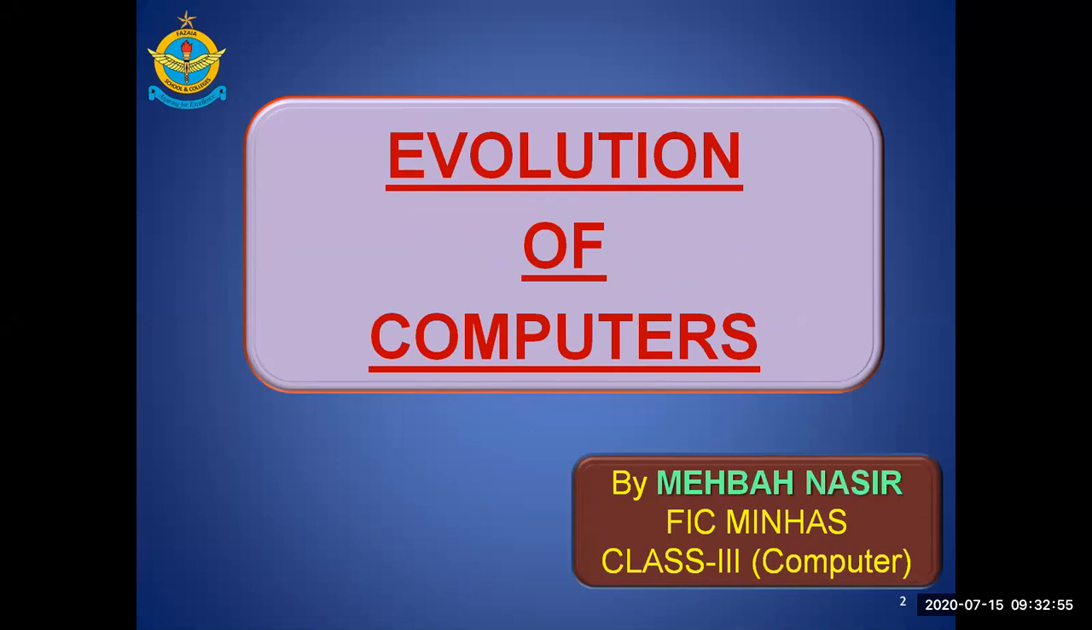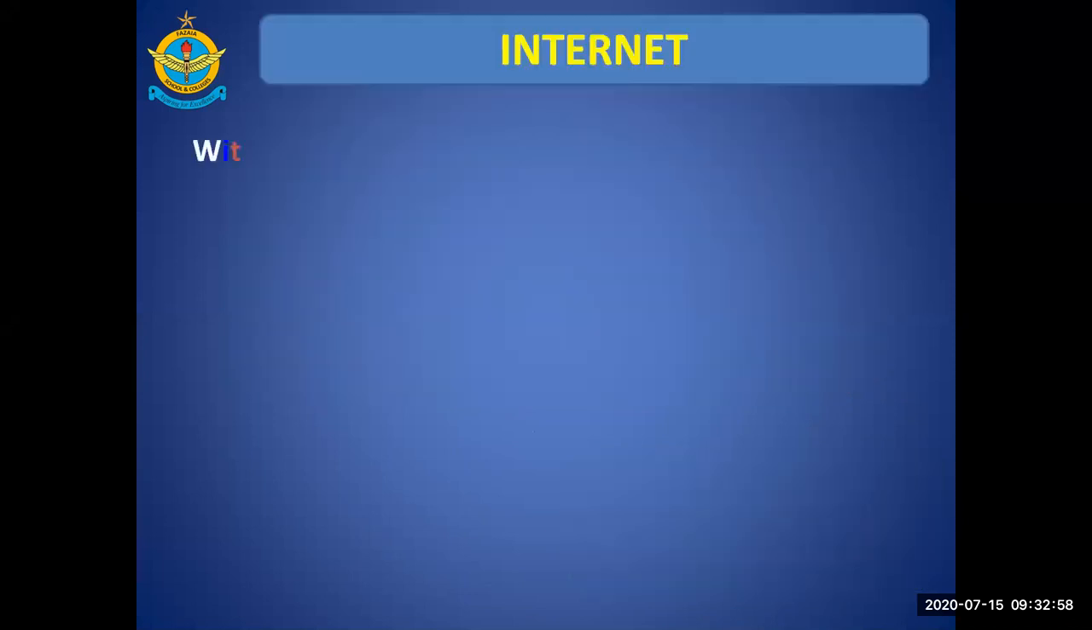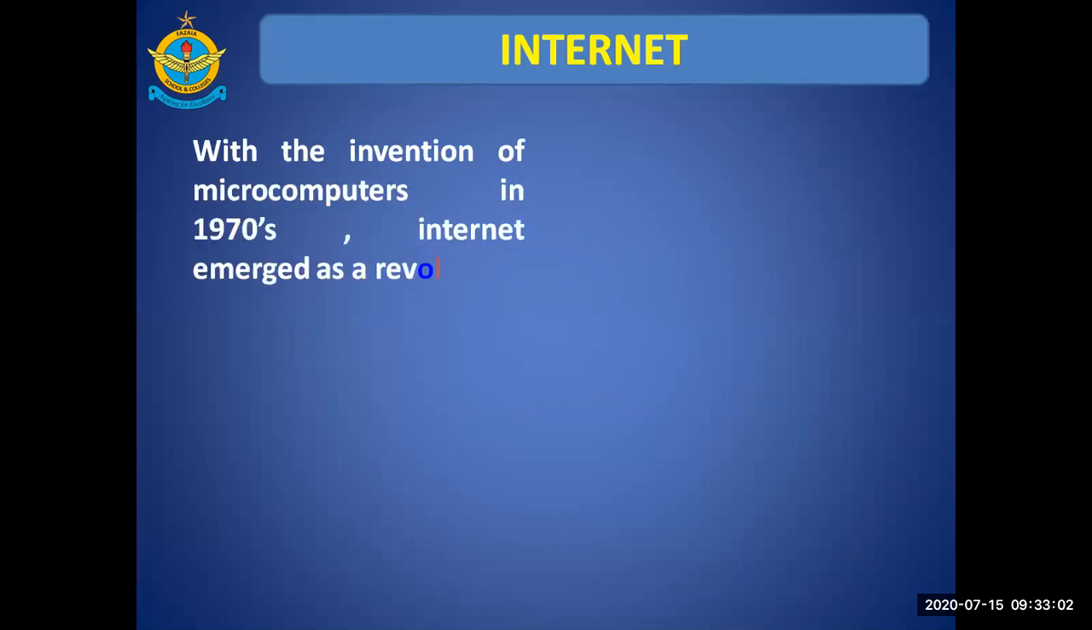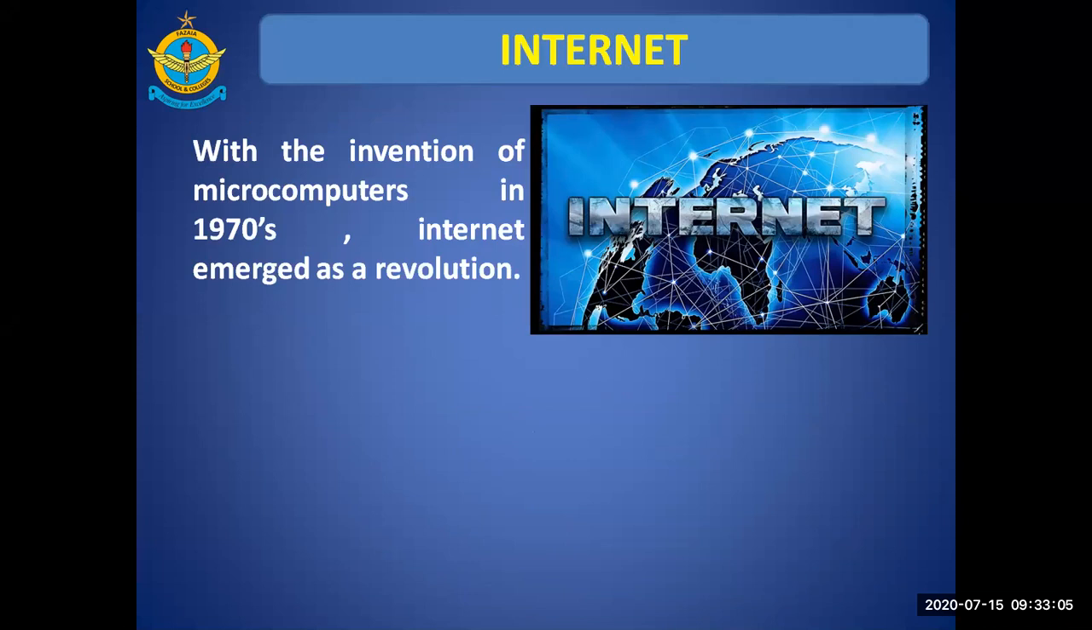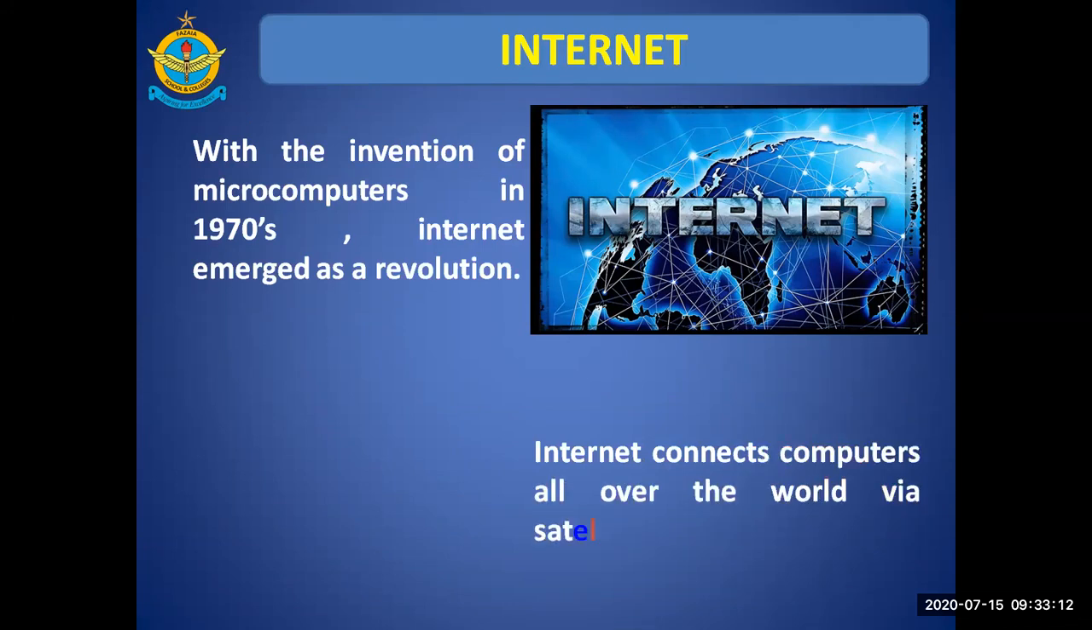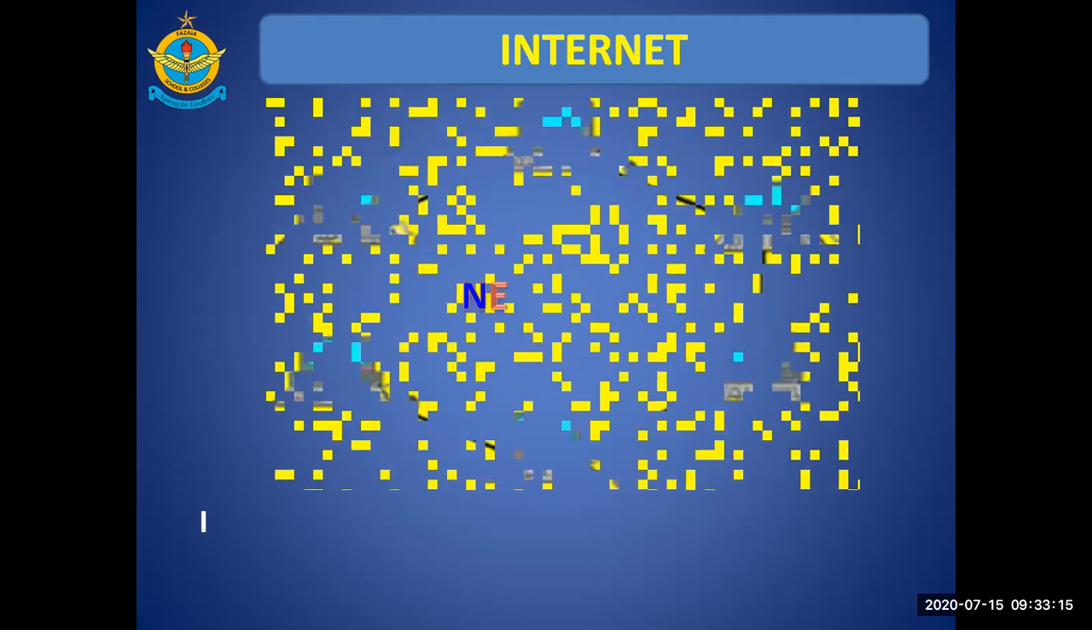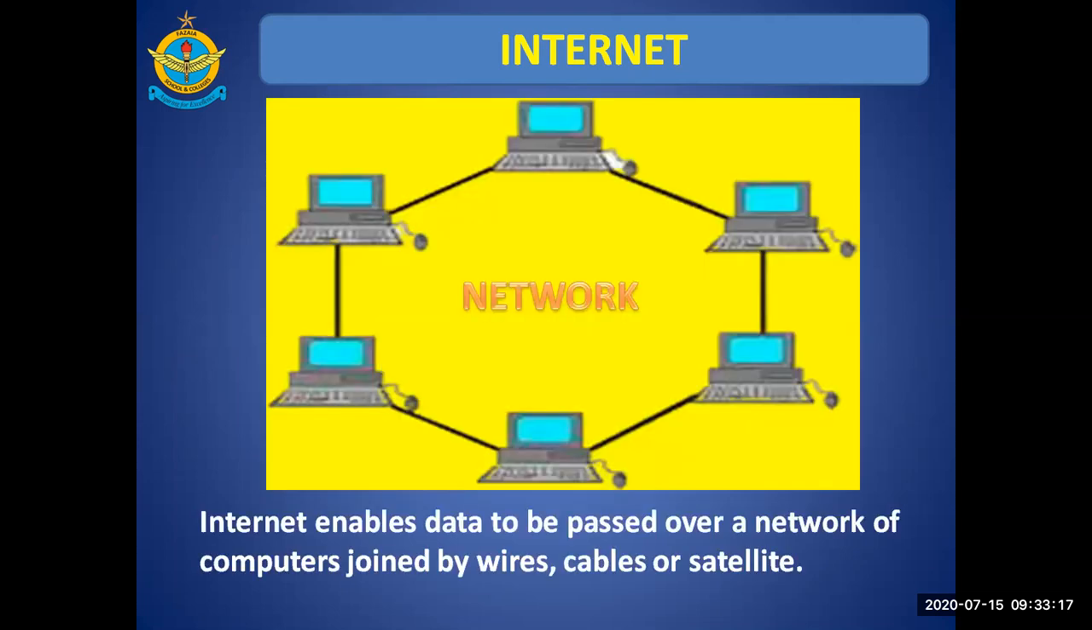Today, in evolution of computers, we were talking about internet. In our previous lesson, we said that with the invention of microcomputers in 1970s, internet emerged as a revolution. Internet connects computers all over the world via satellite. Internet enables us to share or pass over data over a network of computers that are joined together with the help of wires or cables or with the help of a satellite.